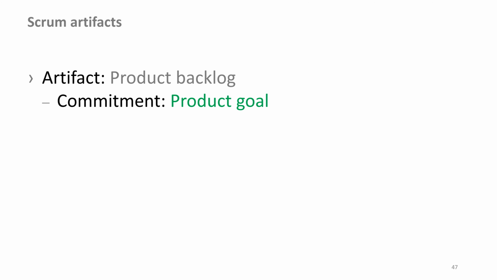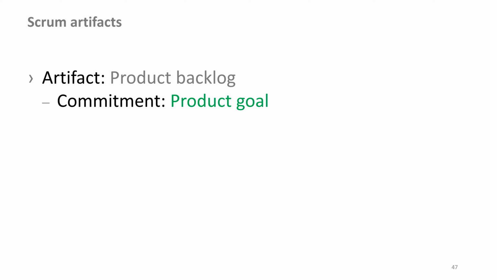The product goal describes a future state of the product which can serve as a target for the Scrum team to plan against. The product goal is in the product backlog. The rest of the product backlog emerges to define what will fulfill the product goal.